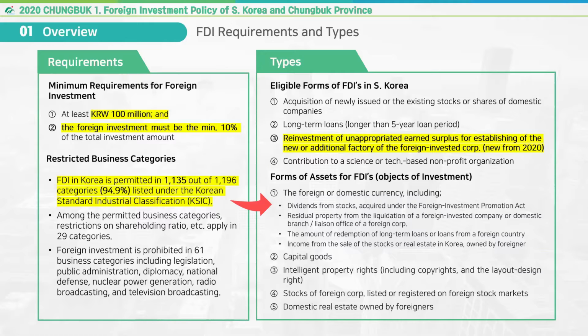And the assets recognized as foreign investments are tangible assets such as Korean currency or foreign currency cash, capital goods, stakes listed on foreign stock markets of foreign companies, and domestic real estate owned by foreigners. In addition, intangible assets such as intellectual property rights, such as patents and process technologies, are included in investment assets. Investment assets, except cash, should go through an asset value evaluation process by an authorized monetary valuation agency.